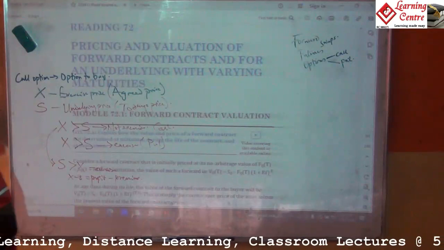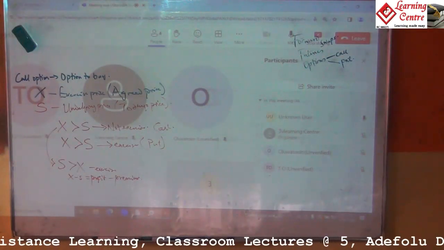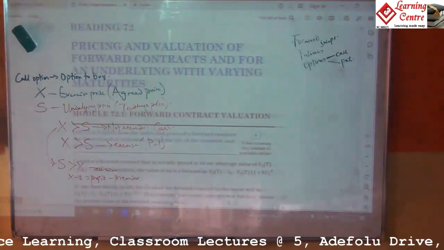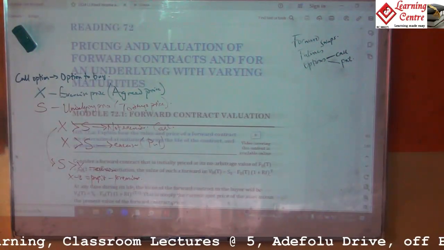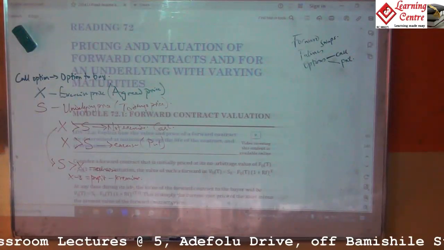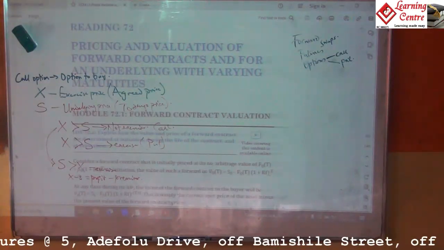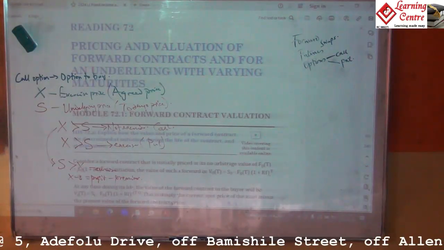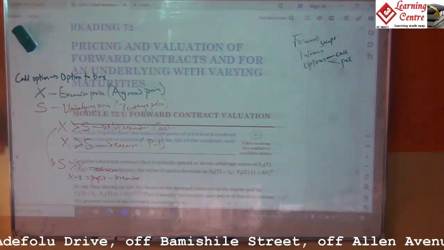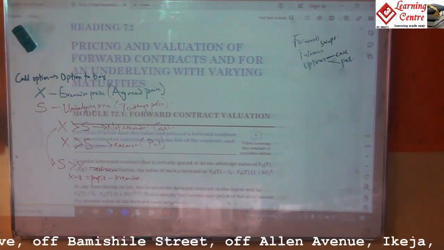Good afternoon. So I was just trying to run through what we have done basically so far. Of course, I'm trying to bring a different dimension to it so that you see X, which is the exercise price, as an agreed price. That's the price we have agreed to do a transaction at before. The other, S, which is the underlying price, you take it as today's price.